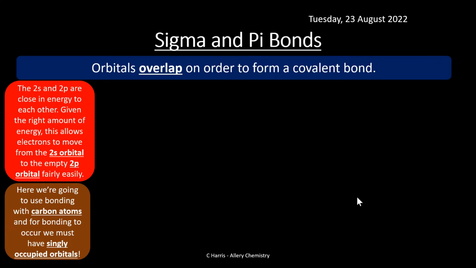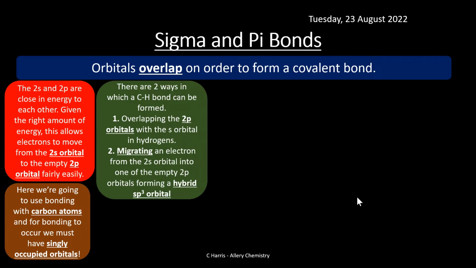But in atoms, it's exactly the same. For two atoms to bond together, they've got to have a singly occupied orbital. You can't have it fully occupied, and it must be singly occupied. I hope you get that so far. So there are two ways in which a C-H bond can be formed. Here I'm going to talk through the two main ways, but there's one way in which it actually forms, and that's what I want to talk about here.